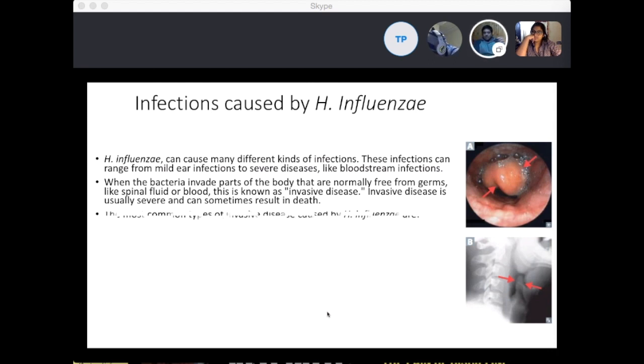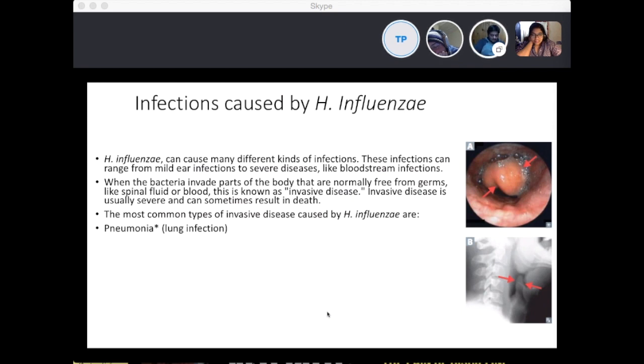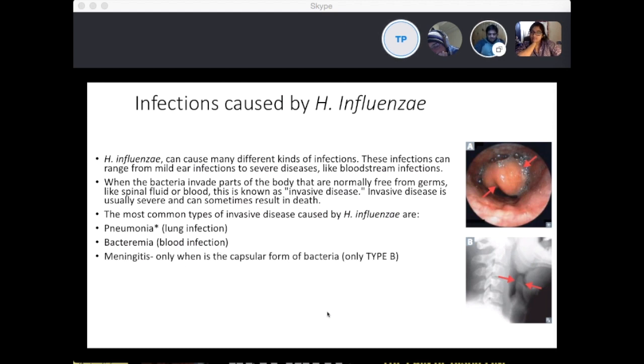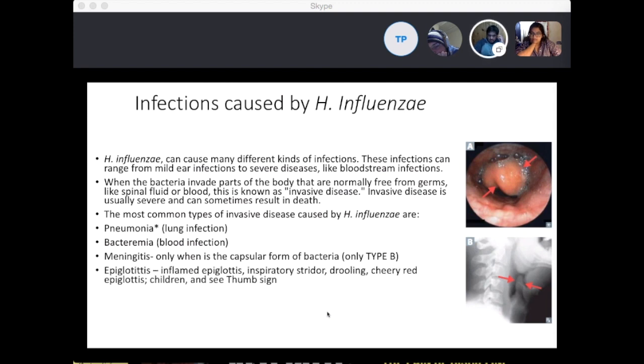So could you guys name me some invasive diseases that H. influenzae causes? Pneumonia. Wow, right down the list. Meningitis? Okay, that's not right down the list, but that is another one, correct? Epiglottitis, yes. Meningitis, otitis media? Yes. So the other ones are bacteremia and meningitis. These are only when it's the capsule form of the bacteria, so it's only type B. And epiglottitis, as Pete mentioned.